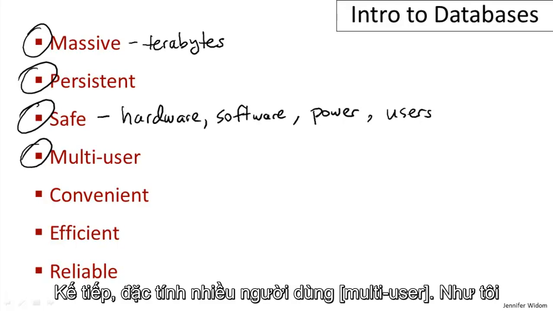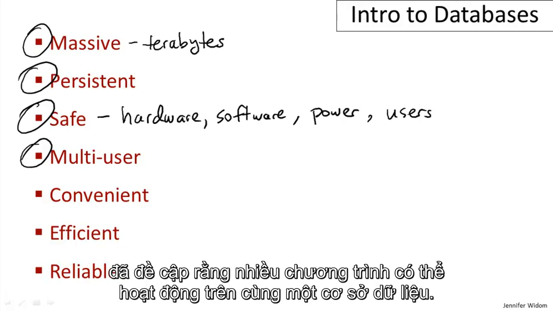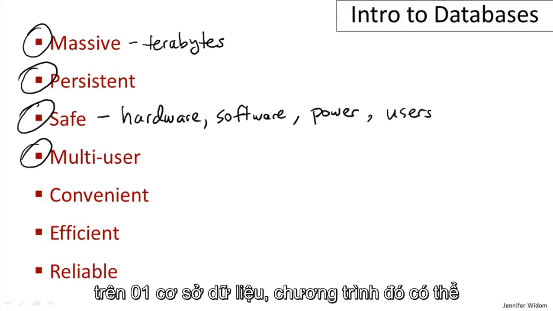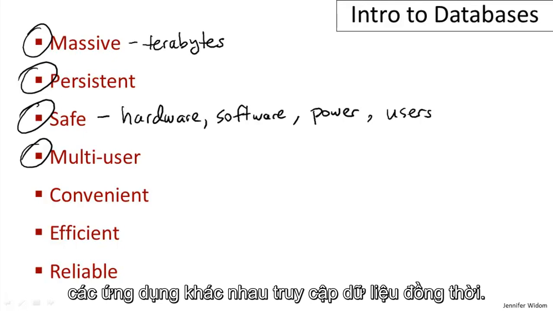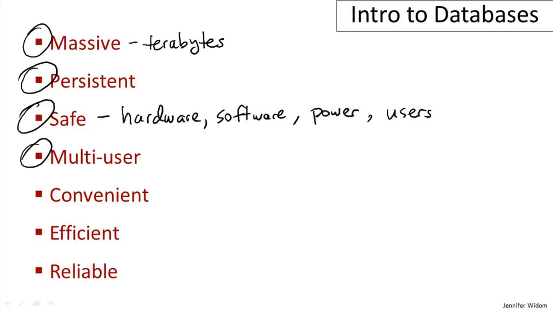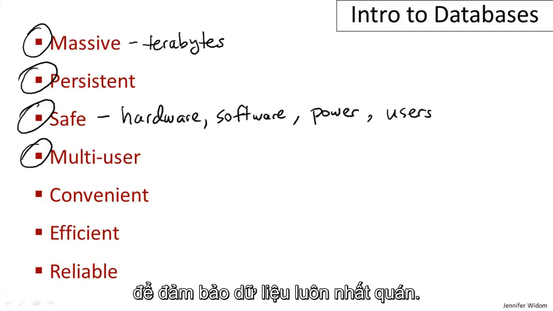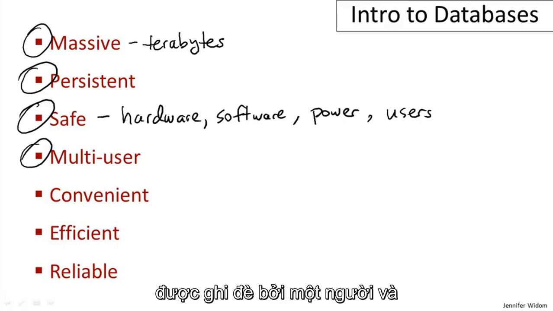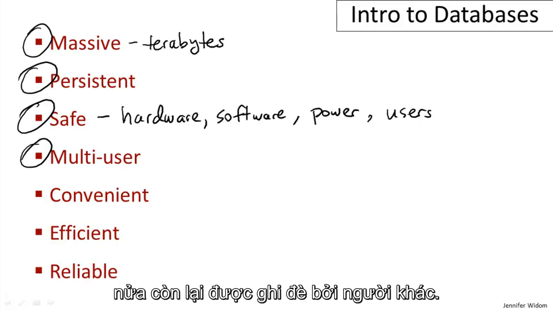Next, multi-user. I mentioned that multiple programs may operate on the same database, and even with one program operating on a database, that program may allow many different users or applications to access the data concurrently. So when you have multiple applications working on the same data, the system has to have some mechanisms, again, to ensure that the data stays consistent, that you don't have, for example, half of a data item overwritten by one person and the other half overwritten by another.